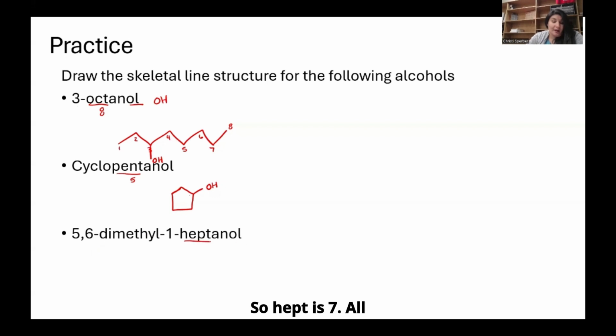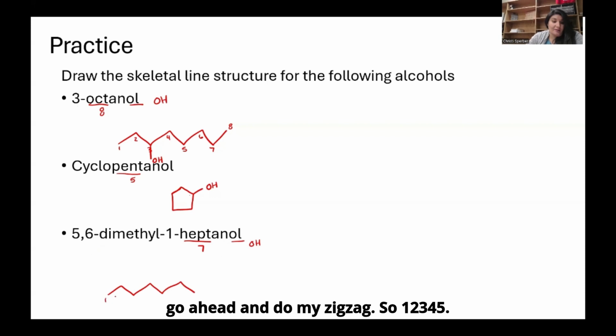5,6-dimethyl-1-heptanol. So hept is 7. Ol means there's an OH. I'm going to go ahead and do my zigzag. So 1, 2, 3, 4, 5, 6, 7. My OH is on carbon 1. So I'm going to write it like this. Notice that I didn't write OH. I wrote HO because this shows me that this carbon is bonded to the oxygen and the oxygen is bonded to the hydrogen. Okay, so make sure you draw it the correct way.